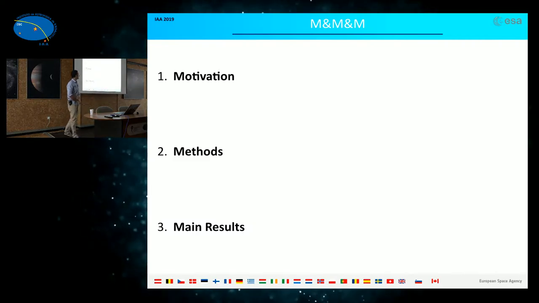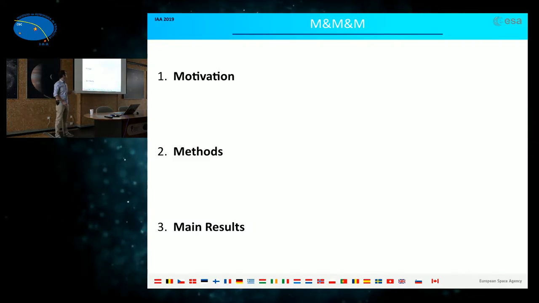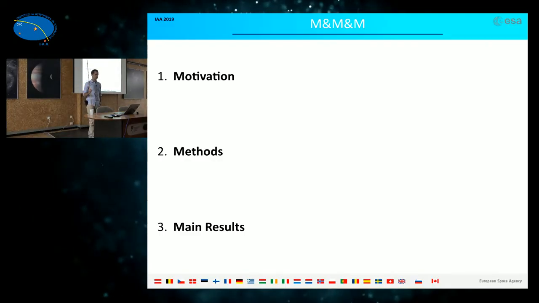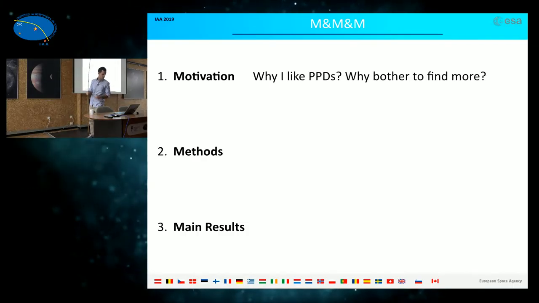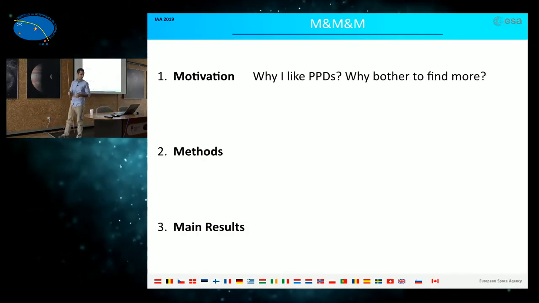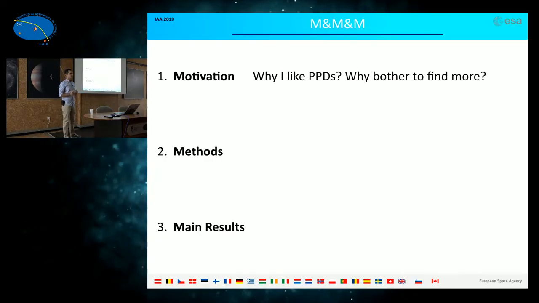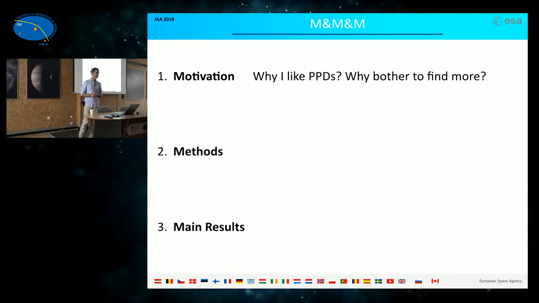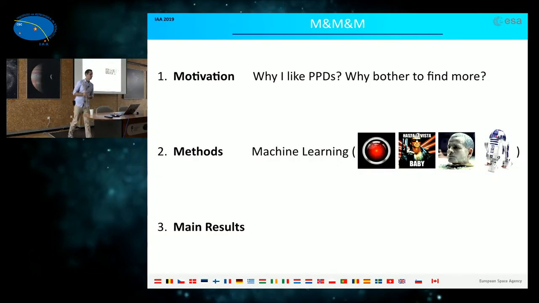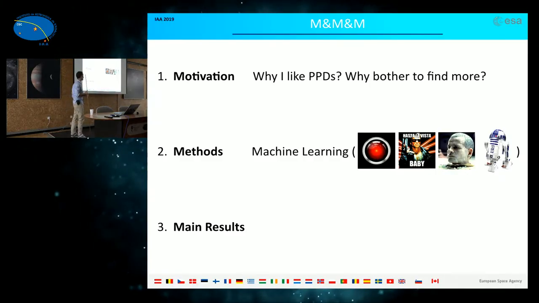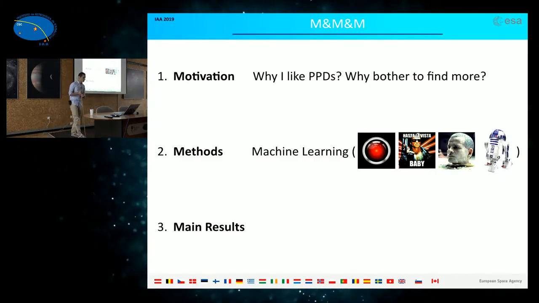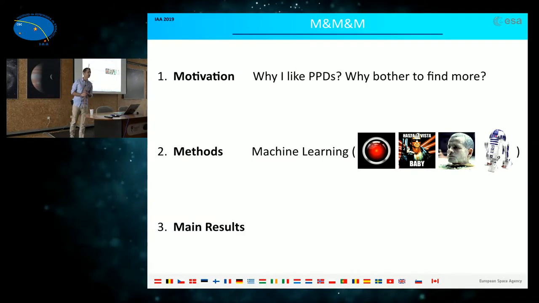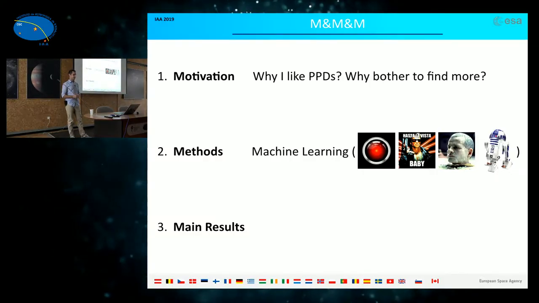So this is what they call the three M's, the skeleton of my talk: the motivation, the methods, and the main results. The motivation: why I like protoplanetary disks and pre-main sequence stars, and why should I bother to find more? I will elaborate more in the next slides. The methods: a bit of machine learning is something that is becoming quite popular nowadays. Some of my favorite machine learnings or thinking machines over there, probably you are familiar with them as well. I will also explain a bit of the methodology that I'm using.